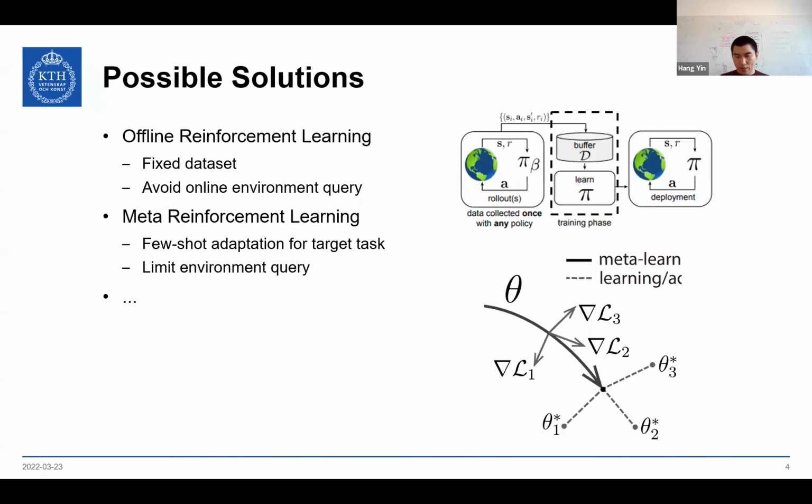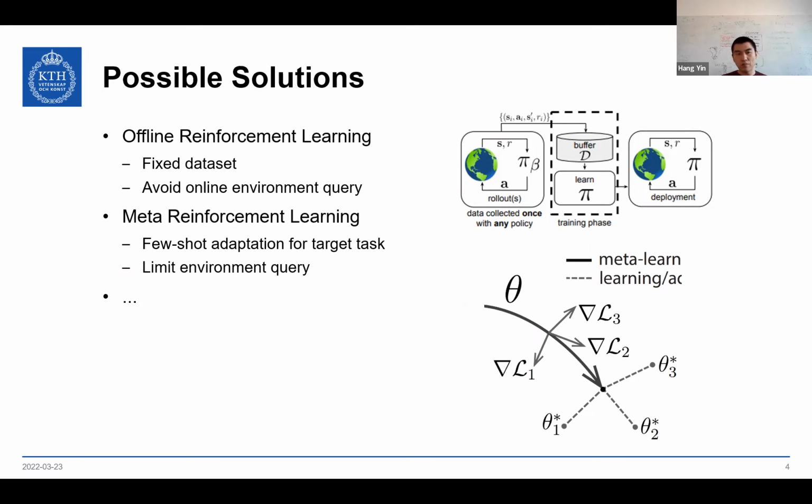So I think in the last lecture, Ali's lecture was talking about a possible solution. That is, how can we let the reinforcement learner learn from some data set that is collected in a separate stage, so you can avoid this kind of repetitive environment query. So you somehow avoid wearing out your system and avoid paying the expensive cost to do so.